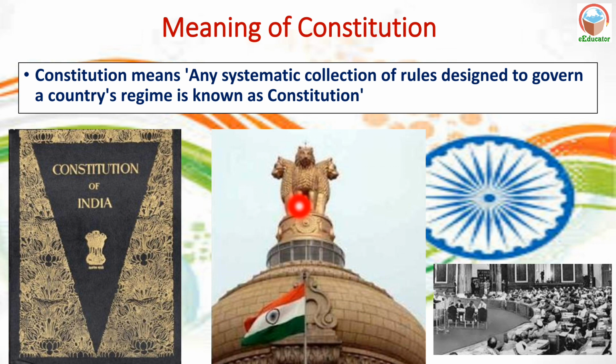Now to run a school, or any institution, we also need some set of rules. That set of rules for the school is known as the constitution of the school. Likewise for a company or institutions, their set of rules is known as the constitution of that school or company. So we also have a constitution which is designed in a systematic way to govern, administer and run a country. Simple meaning of a constitution: a systematic collection of rules to run a country is known as a constitution. You can see here the Constitution of India, the book of the Constitution of India.